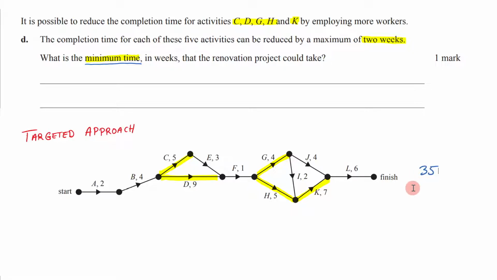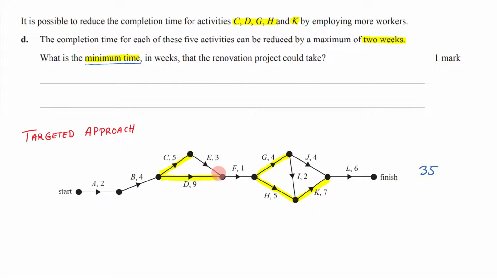What we're now going to do is apply these 2-week reductions just to all of the areas that I can reduce here. So we're not going to do a full forward and backward scan, but the reason why I'm calling this a targeted approach is I'm just going to consider this part right here and this part right here, because they're the only parts that are really impacted.